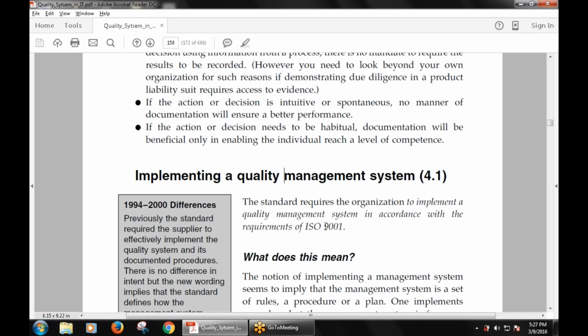Now, how to implement a quality management system? That is the last part: how to implement the quality management system with the requirements of the ISO 9001 standard. What are the various requirements, and what are the standards that will be applicable for this? That will be used with the documentary parts.